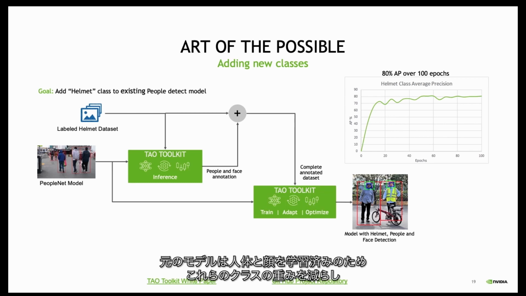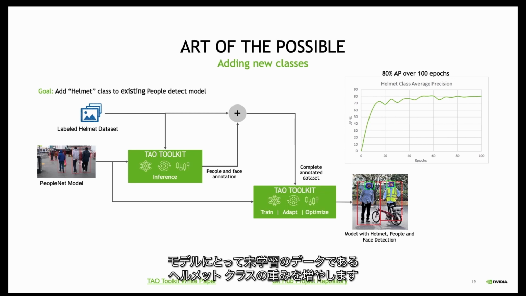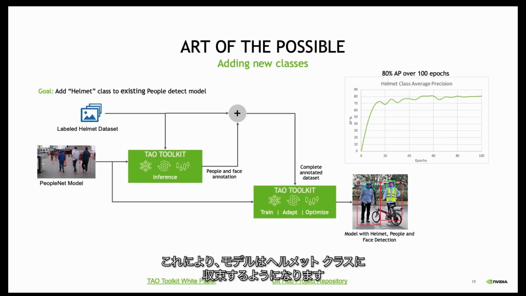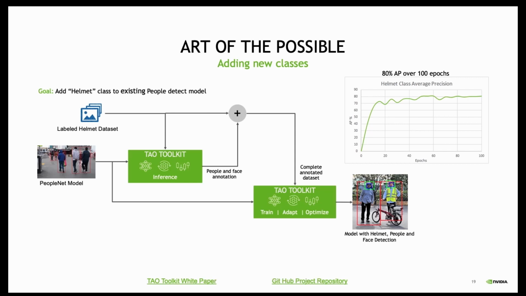The original model was already trained on people and faces, so you can reduce the weights for these classes and put a higher weight on the helmet class, since the model has never seen this data before. Once you do that, the model will start converging for the helmet class even if you have limited dataset. In the experiments that we ran, we were able to get up to 80% accuracy for helmet class with only a few thousand images. This shows TAO Toolkit is fully extensible for custom use cases.